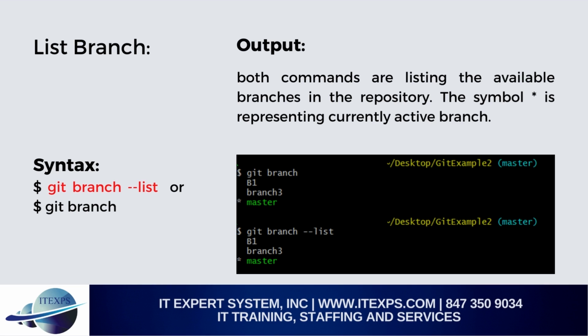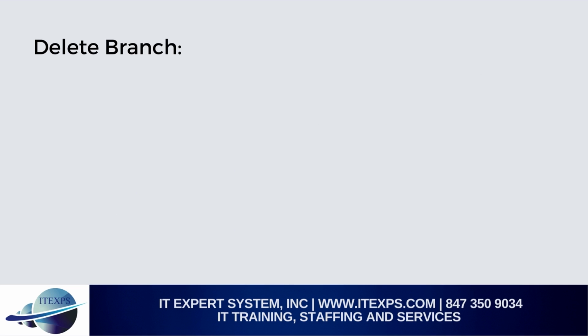Here, both commands are listing the available branches in the repository. The star symbol represents the currently active branch. Delete branch. You can delete the specified branch. It is a safe operation. In this command, Git prevents you from deleting the branch if it has unmerged changes. The command is as per shown in the syntax.